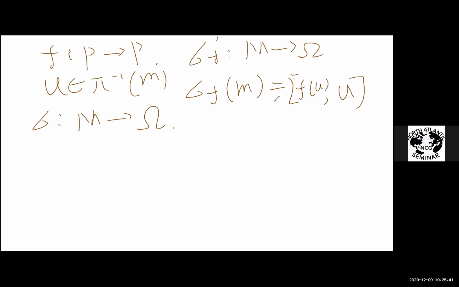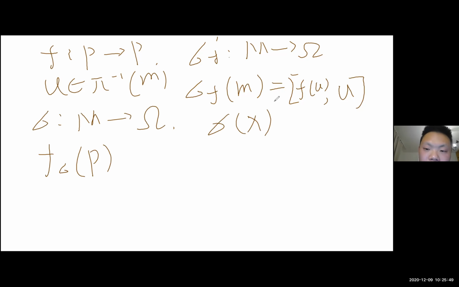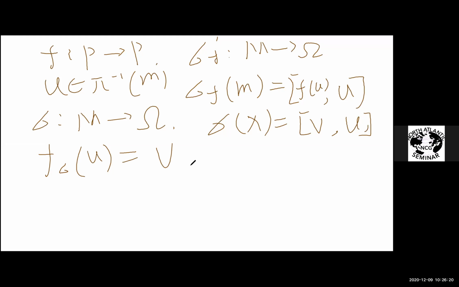Okay, so now let's define F of sigma of P. Assume sigma of X is equal to (U, V). Here U should belong to the fiber over X. Then we need to define F sigma of U equal to V. This is just the definition, the correspondence between F and sigma in the classical case. And V is, of course, also in the same fiber as U.